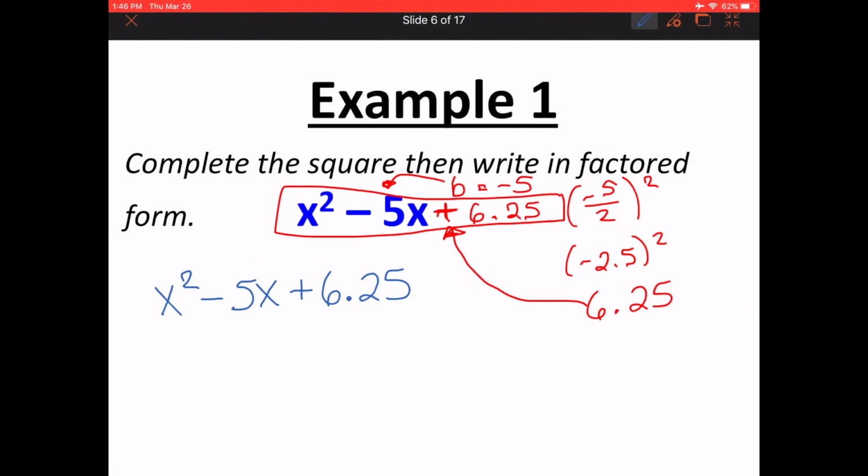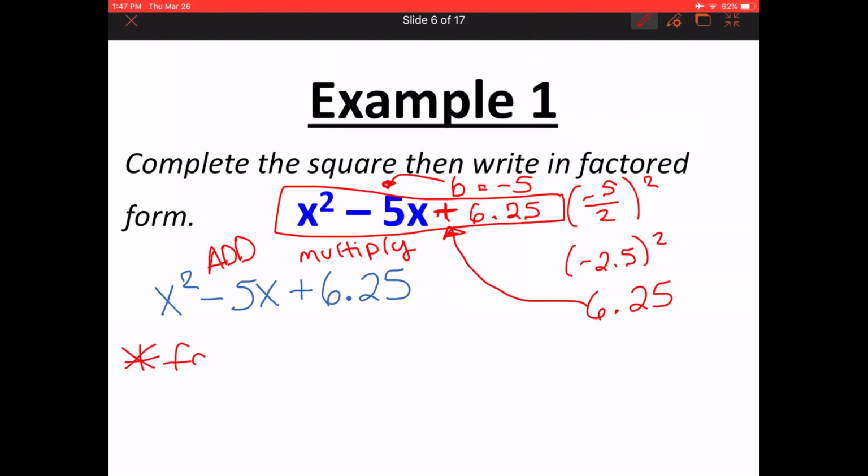Okay, now we need to write this in factored form. So factored form means we need to break it down and write this in parentheses. Okay, so go back to working backwards. We need two numbers that add to -5 and that multiply to 6.25. Now this one's a little bit trickier because we have a decimal. So it's going to be a little bit harder for us to think of. But I'm going to give you guys a trick.